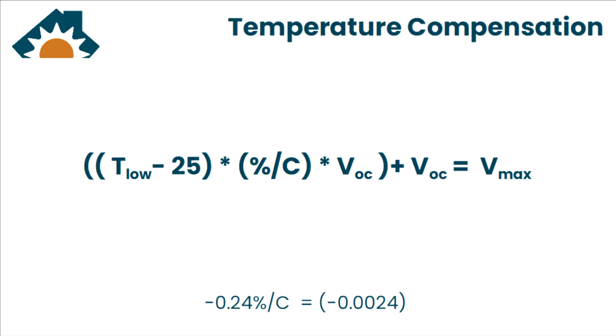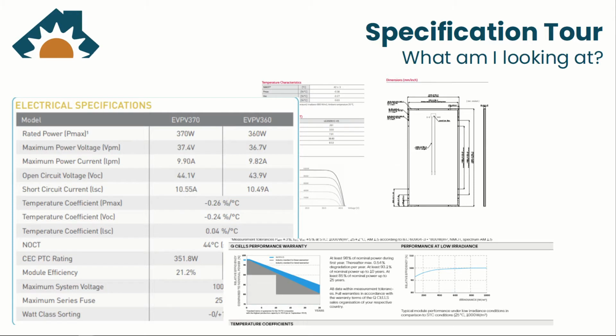I'll just touch on this topic. This is the equation to calculating the maximum voltage at the lowest temp using percent per Celsius temperature coefficient. One thing to note is when you are using a percent per Celsius or percent per Kelvin, the spec will give you something like at the bottom, negative 0.24% per Celsius. When you actually do the calculation, you have to take it out of the percent, meaning that it is going to be 0.0024 when you actually do the calculation.